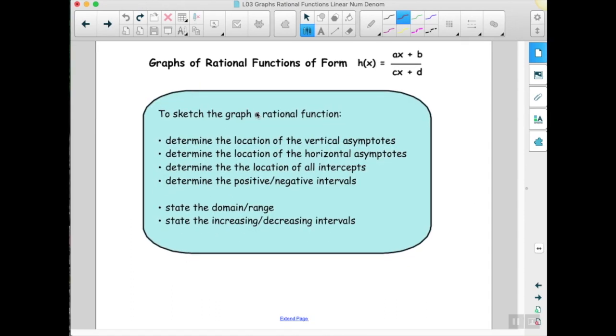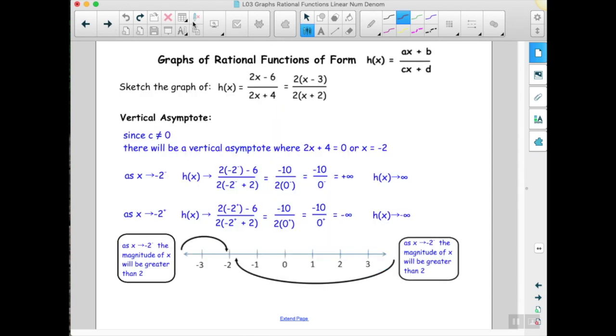All right, now here's our not our exemplar or our anchor. This is kind of like our instructions on how to do it. So the first thing you're going to do in this graph is find the location of the vertical asymptotes and think about behavior around them. Determine the location of the horizontal asymptote. Think about behavior around it. Determine the location of all the intercepts. And then determine the positive and negative intervals. Then you should be stating the domain and range. And you should state the increasing and decreasing intervals. So let's jump to an example.